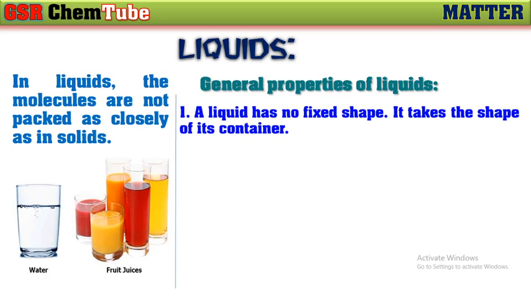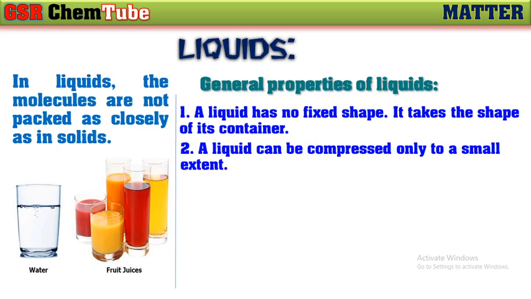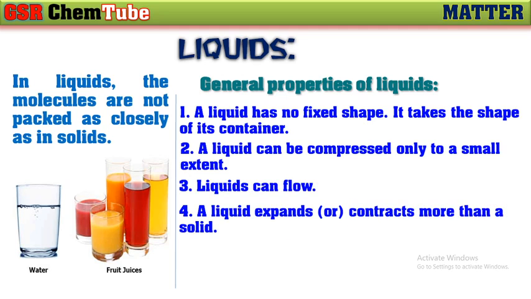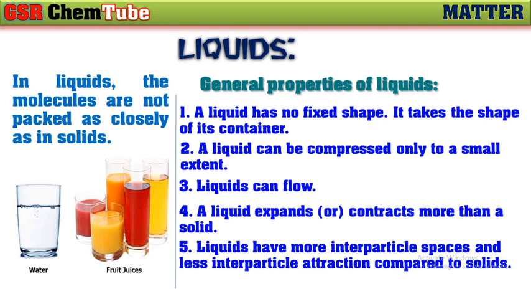A liquid has no fixed shape. It takes the shape of the container in which it is kept. A liquid can be compressed only to a small extent. Liquids can flow. A liquid expands or contracts more than the solids. Of course, they expand or contract a little, but it is a little higher than solids. Liquids have more interparticular spaces and less interparticular attraction compared to solids.